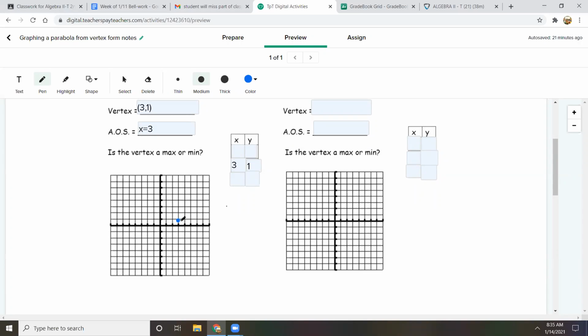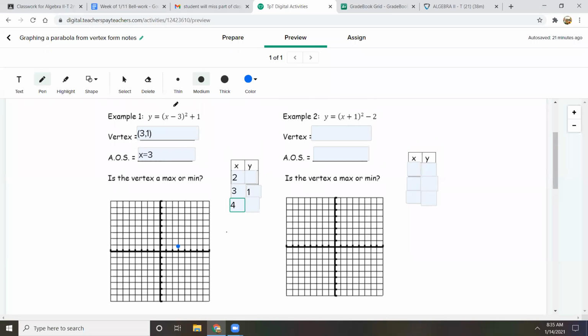Basically, this is going to graph a parabola, or a U-shaped graph. So I need to get a couple more points. We're going to find a point one to the right of this vertex and one to the left. So for your x values, you're going to go one smaller. One smaller than 3 would be 2. And you're going to go one bigger than 3, so 4. To get these y values, you're going to plug these x values into this equation.